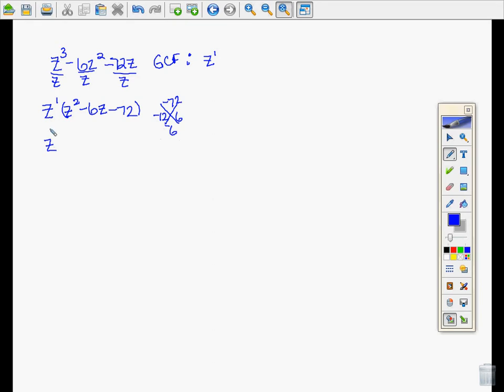So I'd have z, and then parentheses, z minus 12, z plus 6. So very similar to what we did back in chapter 4, but just putting everything together. Alright, so let's try another one.